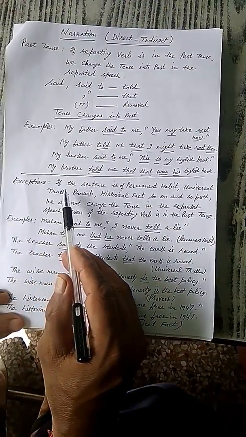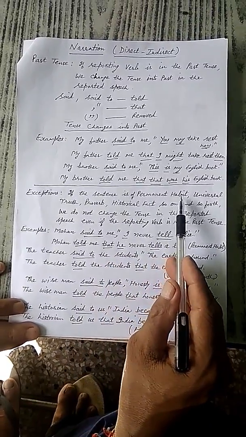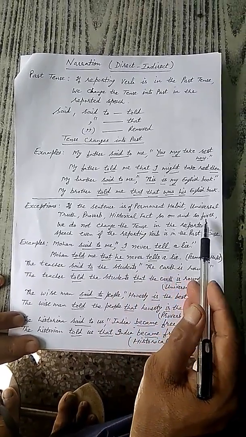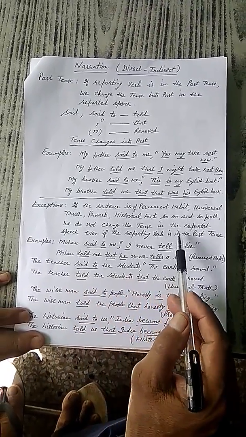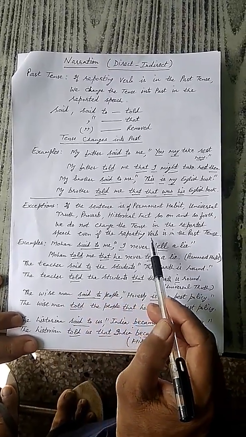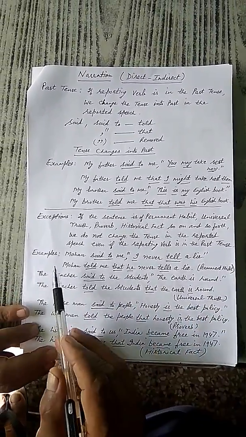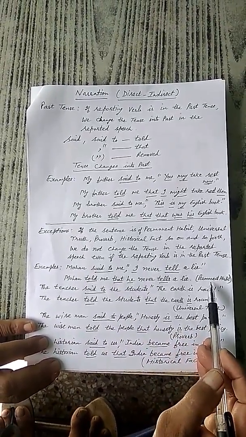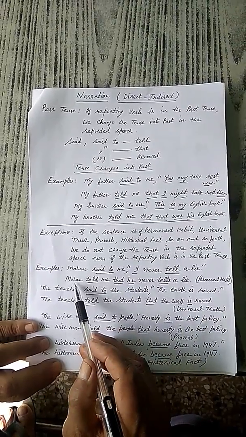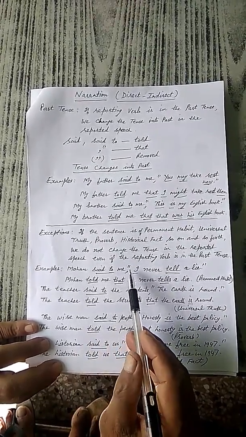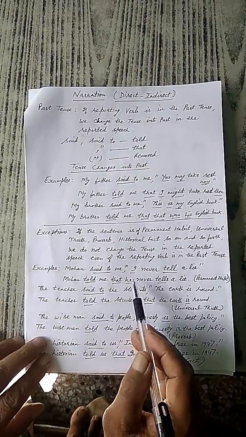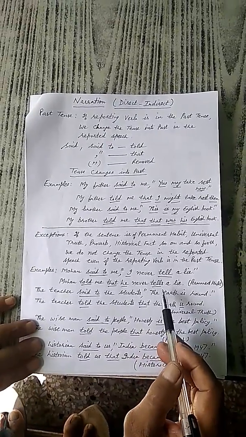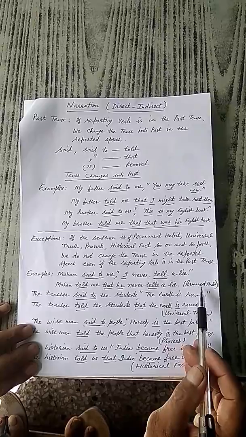Exceptions to this rule. If the sentence is a permanent habit, universal truth, proverb, historical fact, and so on, we do not change the tense in the reported speech even if the reporting verb is in the past tense. Examples. Mohan said to me, I never tell a lie. It is a sentence of permanent habit. In place of said to, told. Mohan told me that. After removing the commas, that. I, first person into subject, Mohan. He never tells a lie. Tense will not change because it is a sentence of permanent habit.